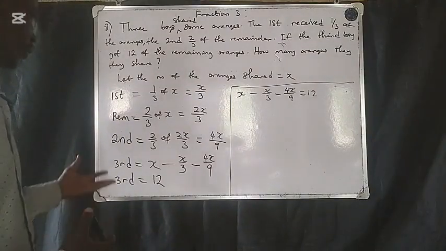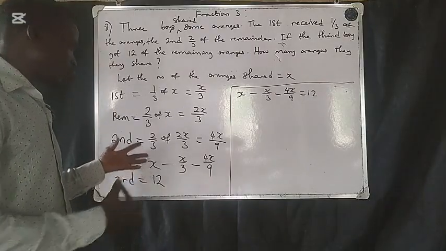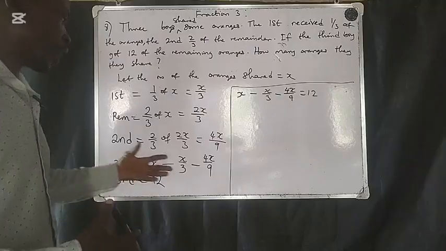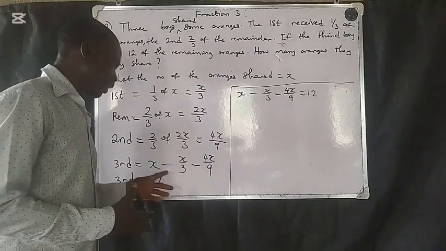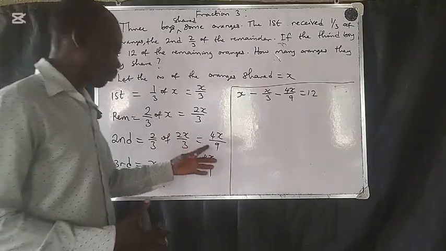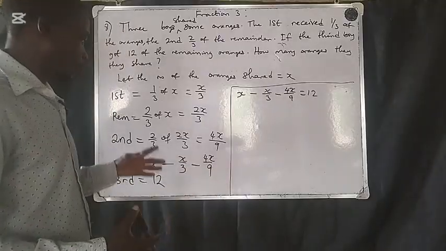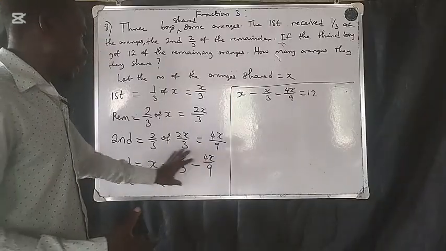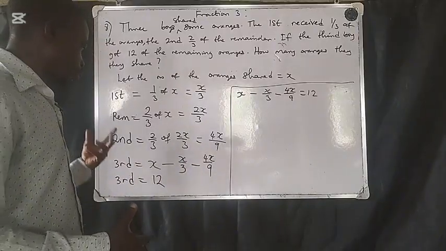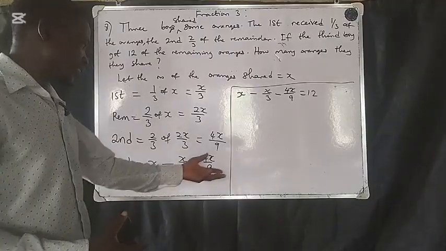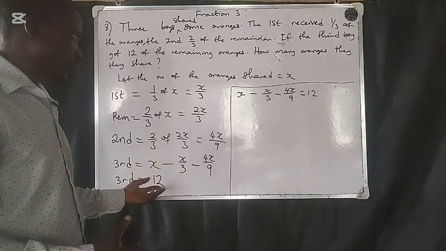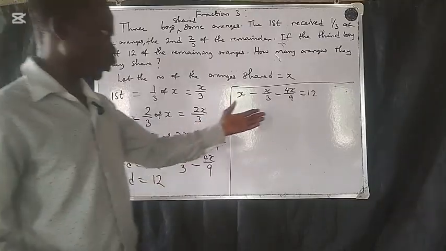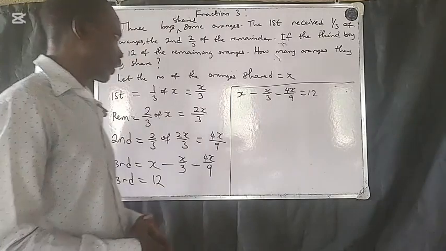I want to believe it's not difficult to know that when you have a number of something and you remove the first person's share out of it, you remove the second person's share out of it, you will be left with the third person's own. This is what we have here. And the third person's own, we are told it is 12. That means this expression is equal to 12. And that is what we have just done here.